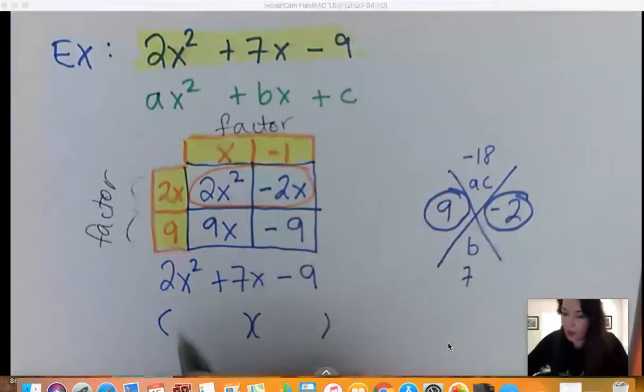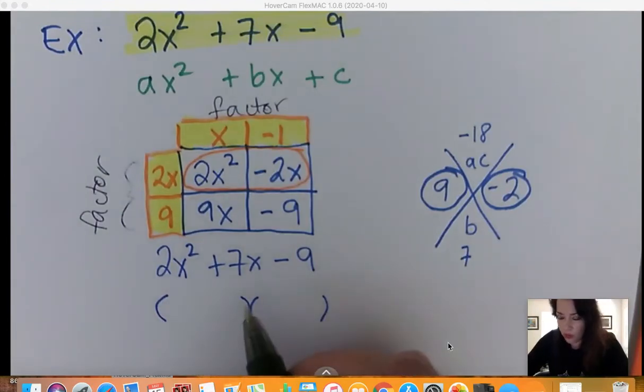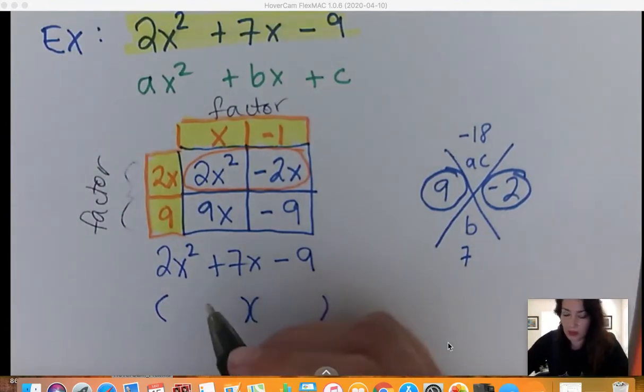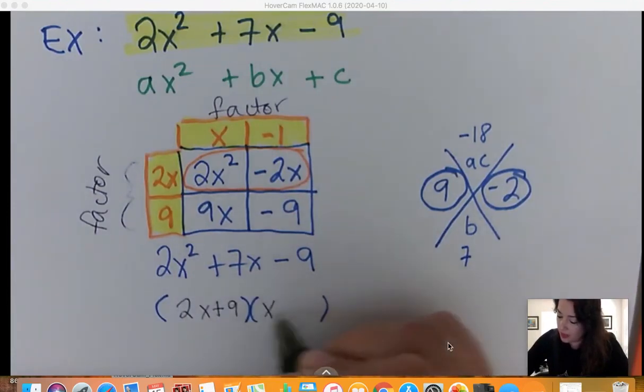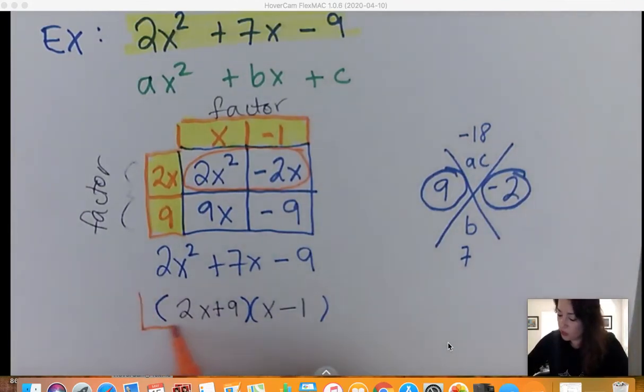So basically, all we need to do is rewrite it here in factored form, and the order in which you write the factors doesn't matter. So I have 2x plus 9 times x minus 1. And you can always check your work. If you multiply these two parentheses, you would get the resulting row right here.